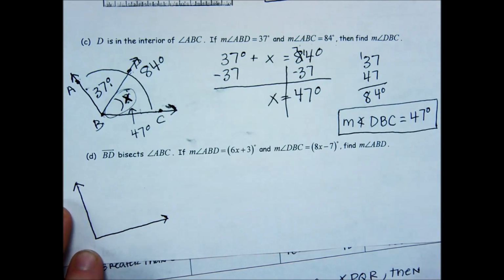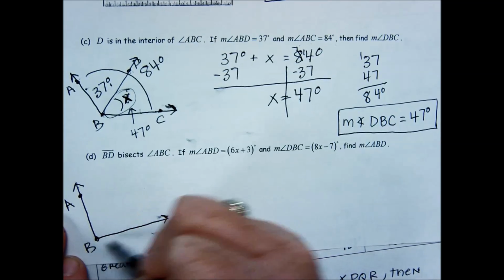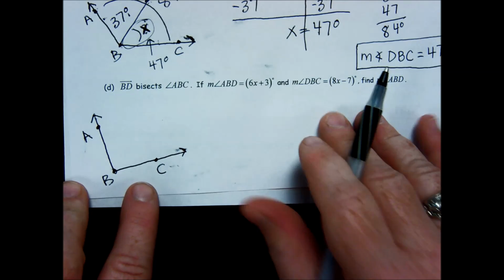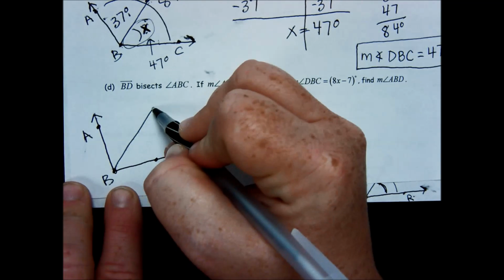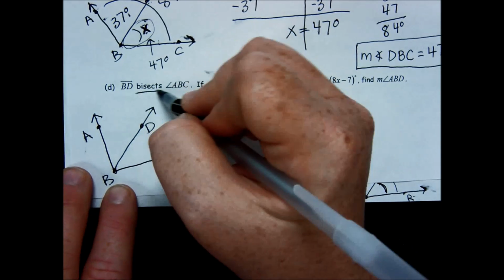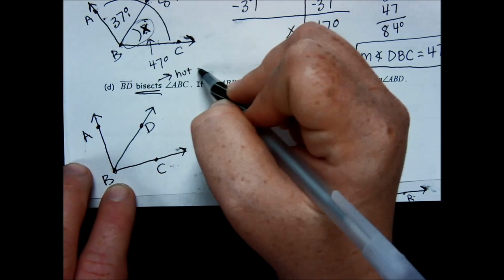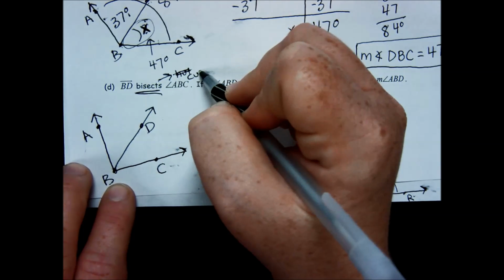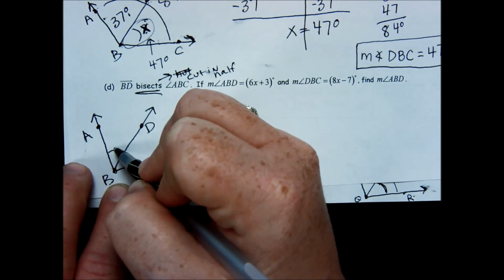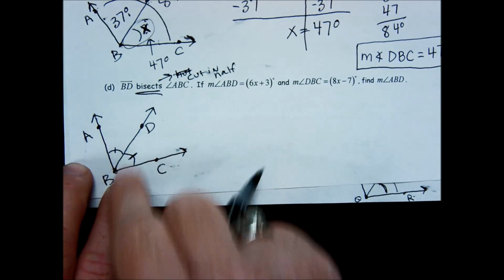So I start out with angle ABC, and it says that ray BD bisects it. And what did we talk about bisects means? Bisects means to cut in half. So that means whatever this angle is, it also has to be equal to this part. So these two parts are equal. These two angles should be equal.